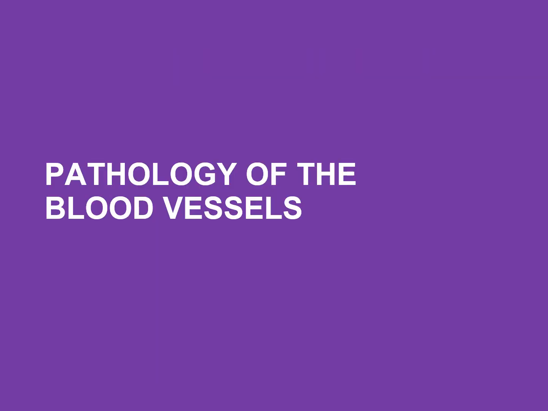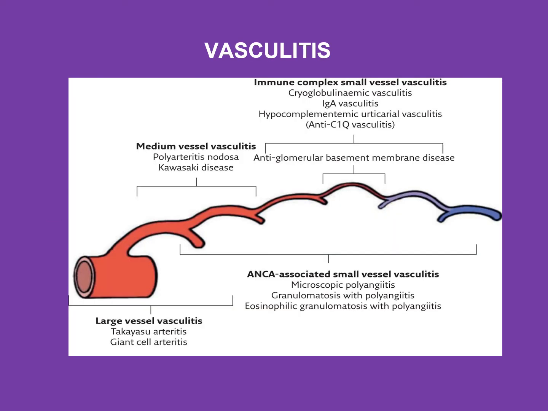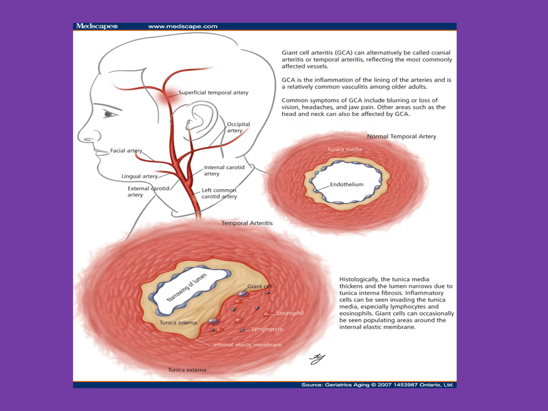Now let's go to the pathology of the blood vessels. So, a very short discussion, just to show you the vasculitis. Depending on the size, we have large vessel: Takayasu or giant cell; the medium size: your polyarteritis nodosa and Kawasaki. And then you have your immune complex small vessel vasculitis, and your ANCA associated small vessel vasculitis. So in general, the diagnosis of the vasculitis relies heavily on the clinical symptoms.